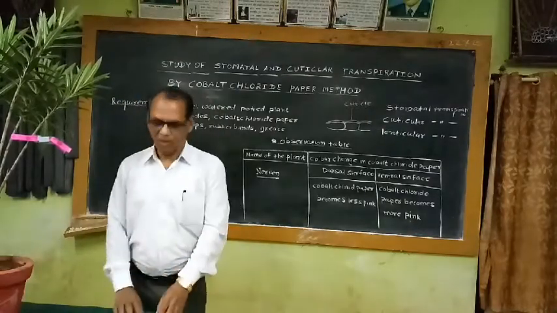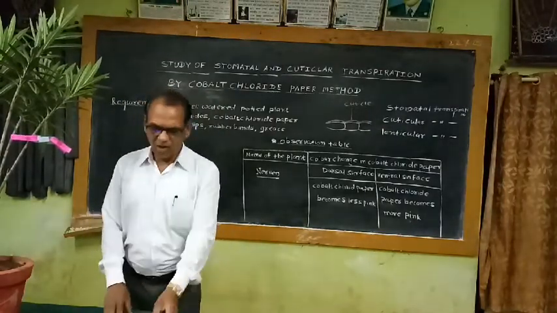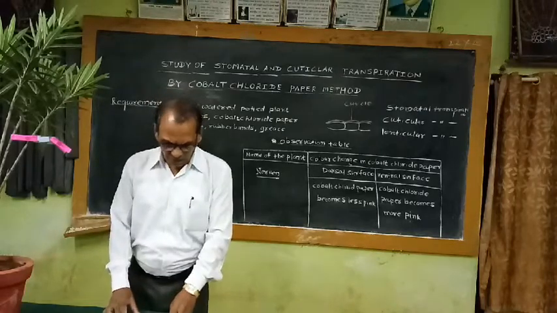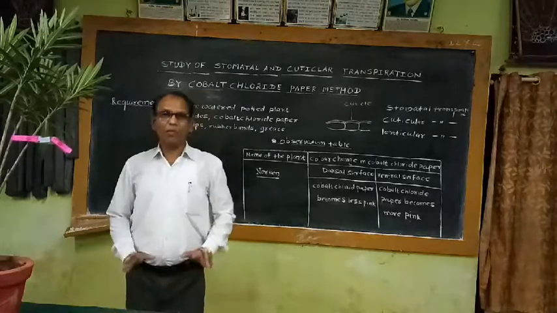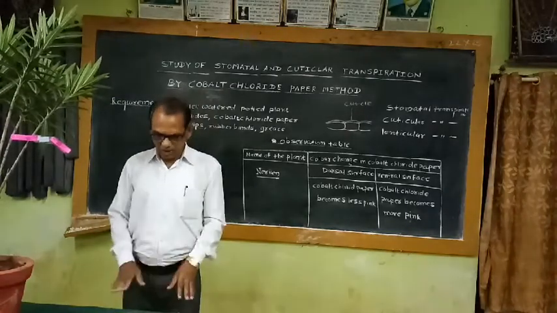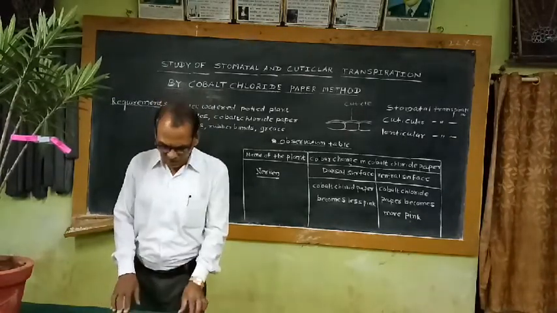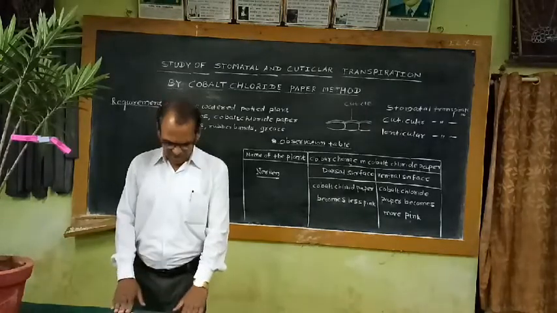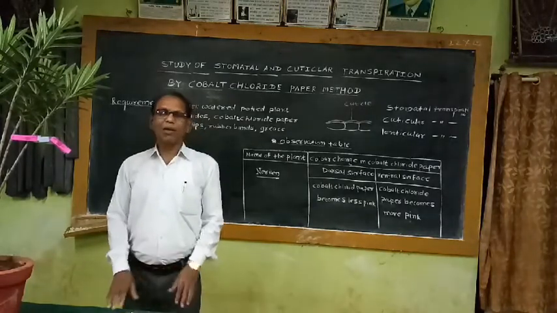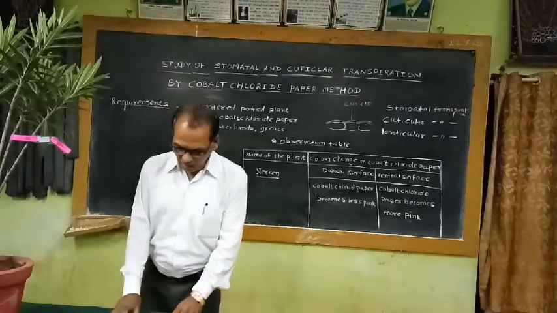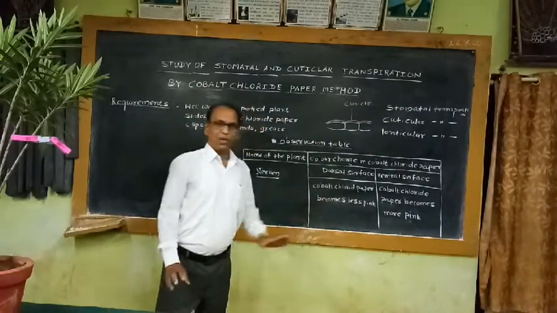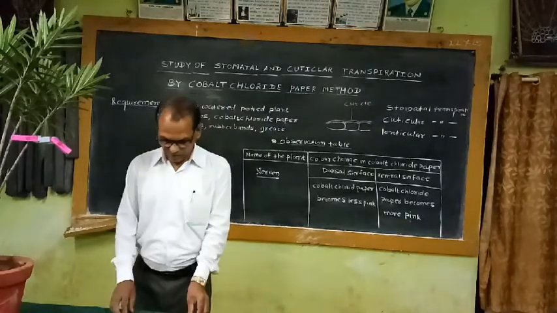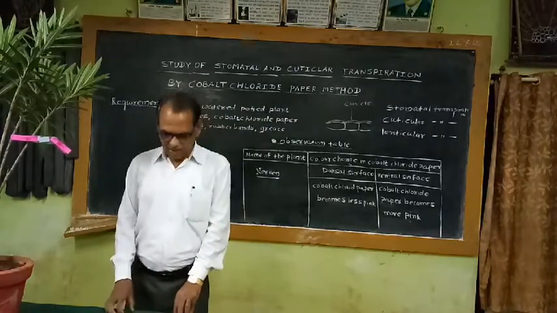So from this experiment, by observing the color of the cobalt chloride paper, we should draw the result. We should write the result. That means the cobalt chloride paper on the lower side of the leaf turns more pink, or turns pink earlier than the cobalt chloride paper placed on the upper surface of the leaf. So from this result, we should draw the conclusion. So what is the conclusion of this experiment?